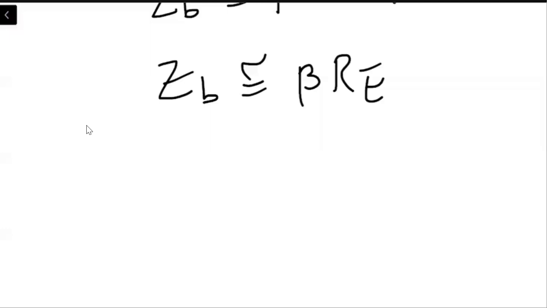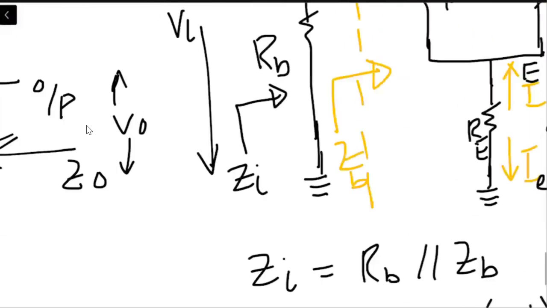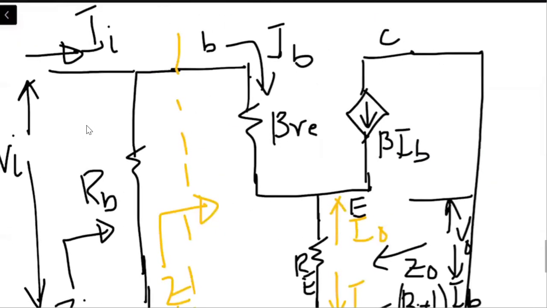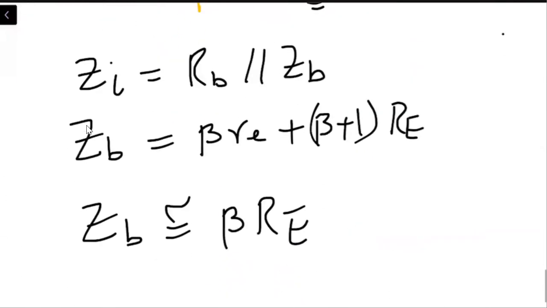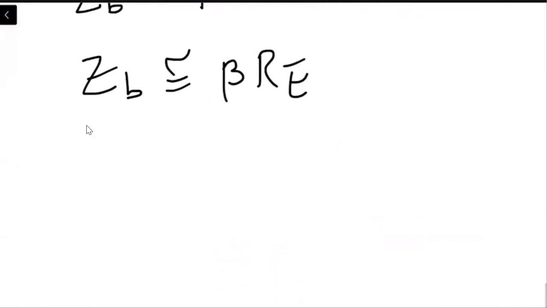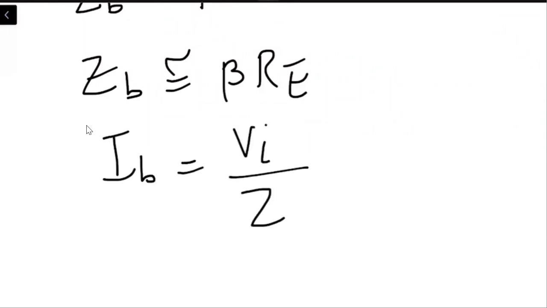So what we have seen, ZB is equal to beta times RE, and from the circuit, if we take a look, we can say that IB is equal to VI divided by ZB, right? So IB is equal to VI divided by ZB. Are you with me?